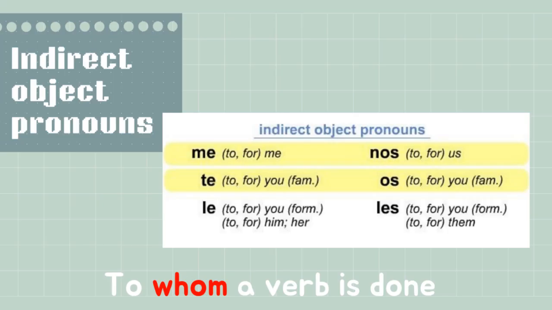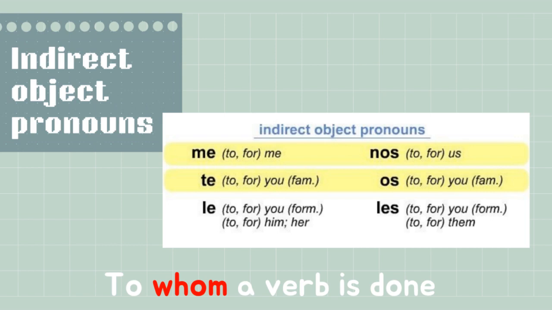Before we move into this topic further, we need to do a quick lesson on the indirect object pronouns. So indirect object pronouns, you have to remember to ask yourself, to whom is the verb being done? If the verb is being done to me or for me, you would use me. If the verb is being done to or for you, you would use te. For you, for him, for her, or to him, to her, or to you, you would use le.